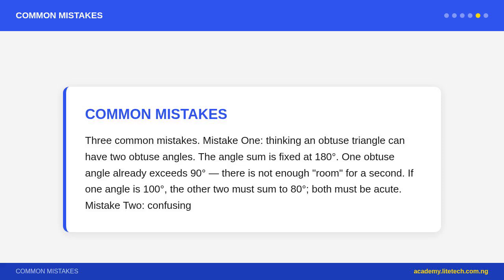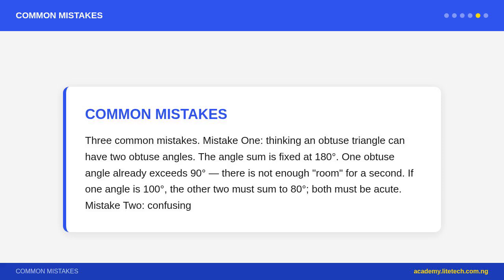Three common mistakes. Mistake 1: thinking an obtuse triangle can have two obtuse angles. The angle sum is fixed at 180 degrees. One obtuse angle already exceeds 90 degrees, so there is not enough room for a second. If one angle is 100 degrees, the other two must sum to 80 degrees, so both must be acute.